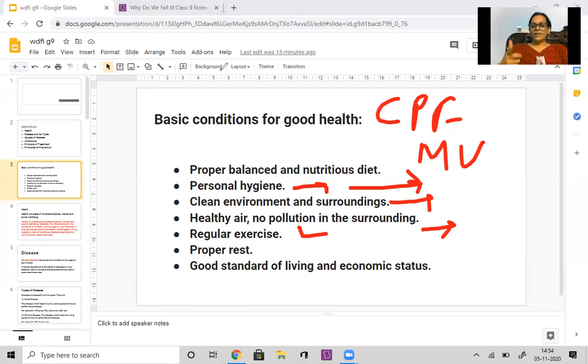So regular exercise. Every day, now people are very aware, and government, NGOs, and your teachers are instructing you for yoga and aerobics, right? So some regular exercises, everybody has to do, and proper rest, proper rest.